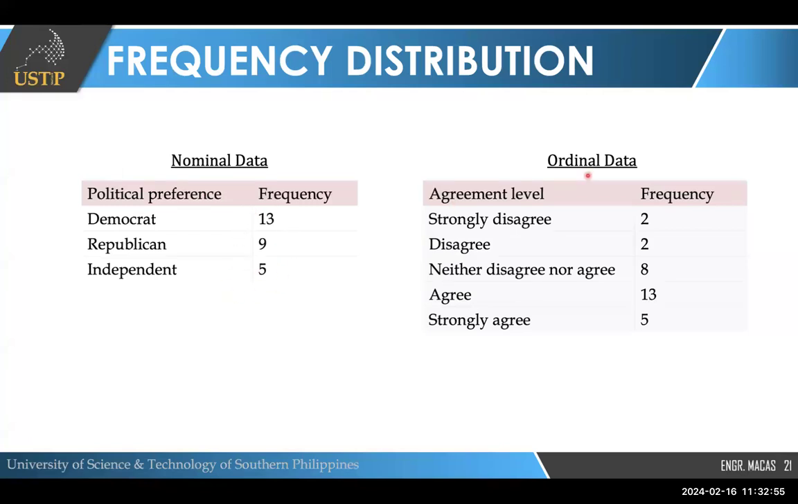Okay, ordinal data, this one has order. Agreement level, I don't know what kind of data this is, but we know that the lowest is strongly disagree, and then disagree, neither disagree nor agree, agree and strongly agree. So if you count, two are strongly disagree, two disagree, 8 neither, 13 agree, and then 5 strongly agree. So this is an example of a frequency distribution for nominal and ordinal.